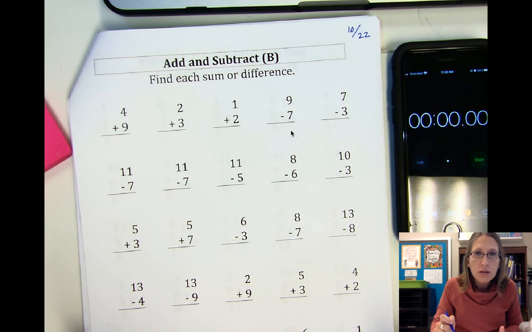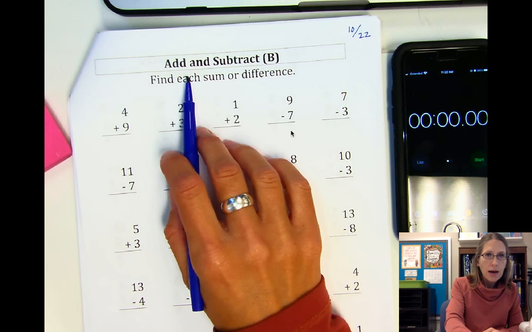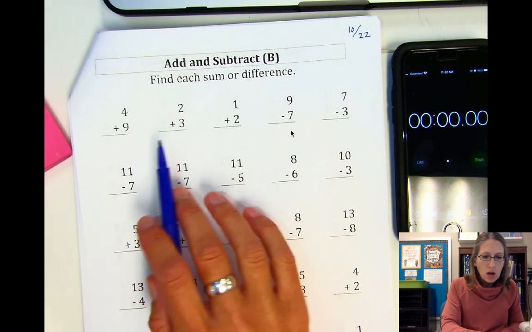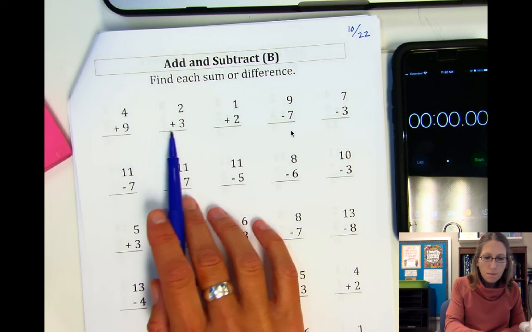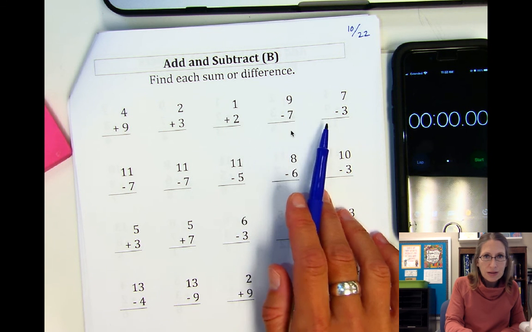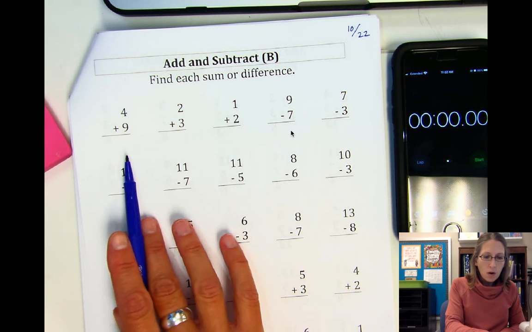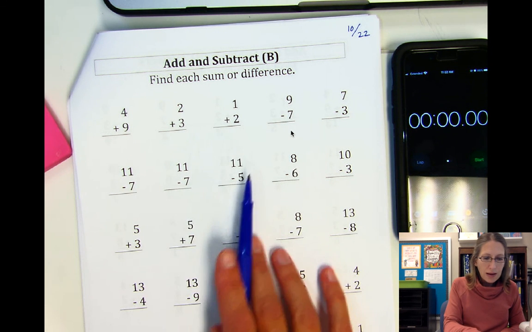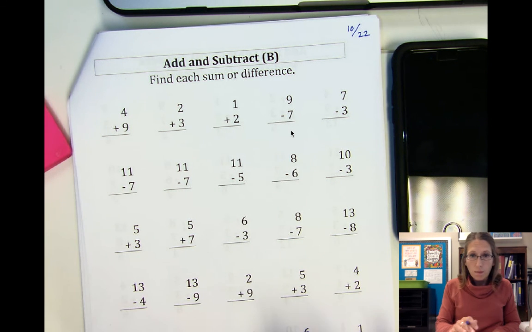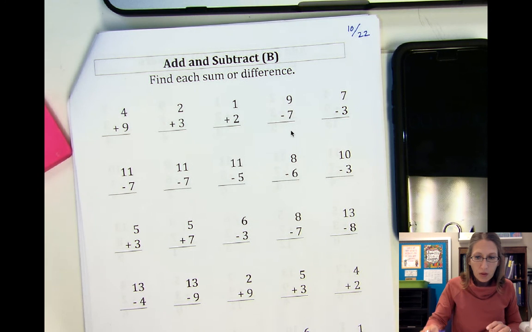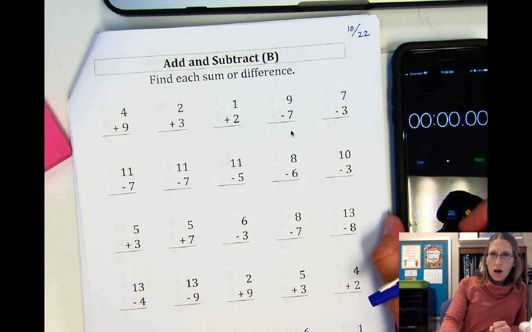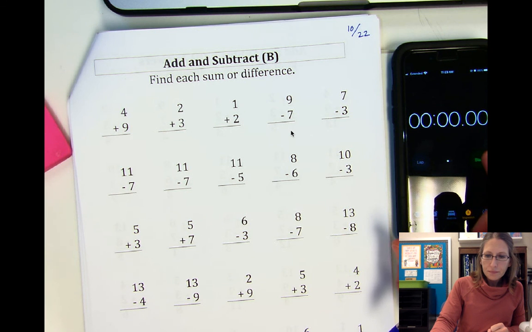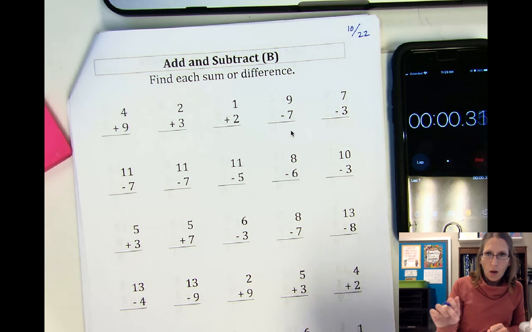Oh, but before I start, I notice that we're adding and subtracting. We talked about this a little bit last time. You might want to circle the plus or minus sign, or you could go ahead and do all the adding and then go back and do all the subtracting, or you could just go in order like that. I think I'm just going to try to go in order and not get confused. All right, ready? Go.